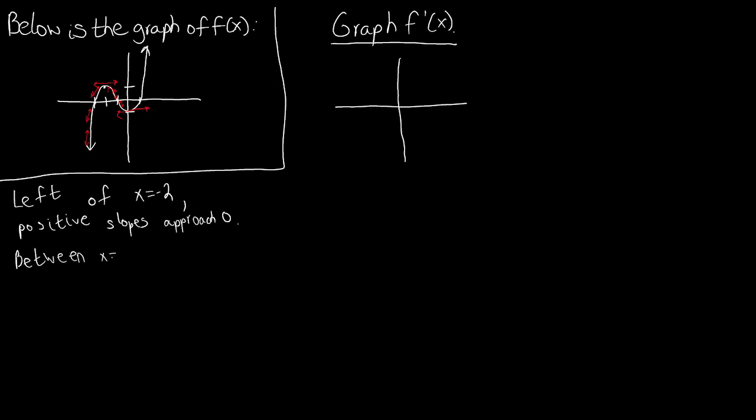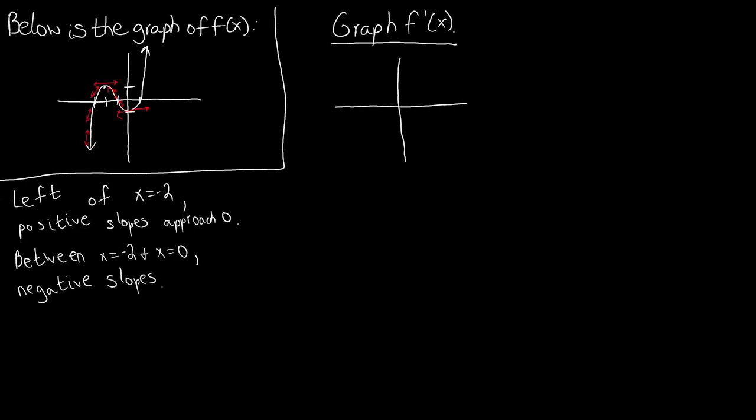So between x equals -2 and x equals 0, we have negative slopes. Without getting too wordy, we remember that they grow more negative as we get closer to -1. Then after we pass -1, they become less negative and approach 0 again. So we have negative slopes between x equals -2 and x equals 0.